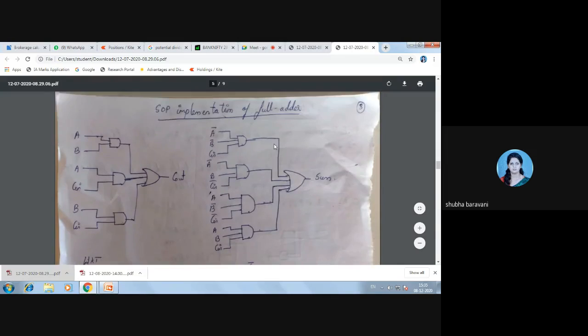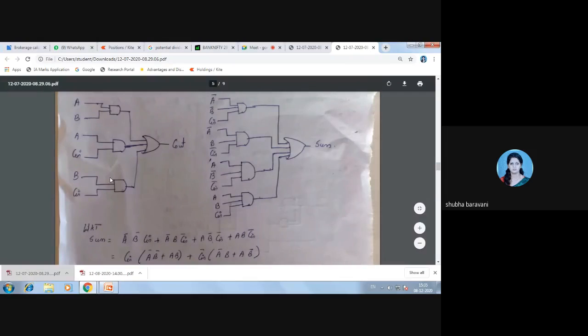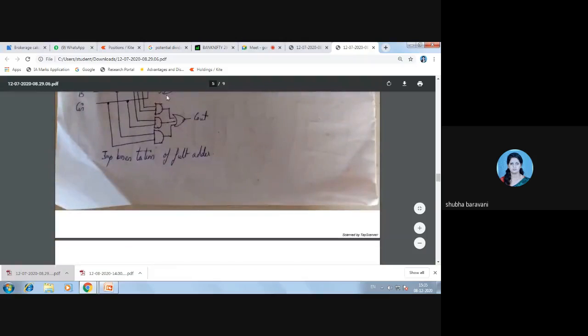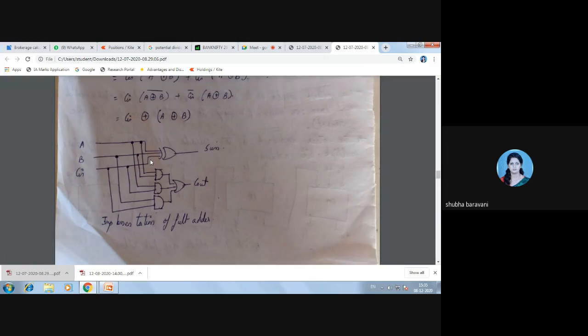So see, here I had used 5 gates. Okay, 4 AND gates and 1 OR gate. But now after simplification, I am using only 1 XOR gate, which gives me sum, which is A XOR B XOR C. Okay, C in, C out, same like this. What I implemented here, the same I have implemented here. Okay, so this is how you implement a full adder circuit. Is this understood? Anyone needs the explanation for this? No, ma'am. Understood, ma'am.